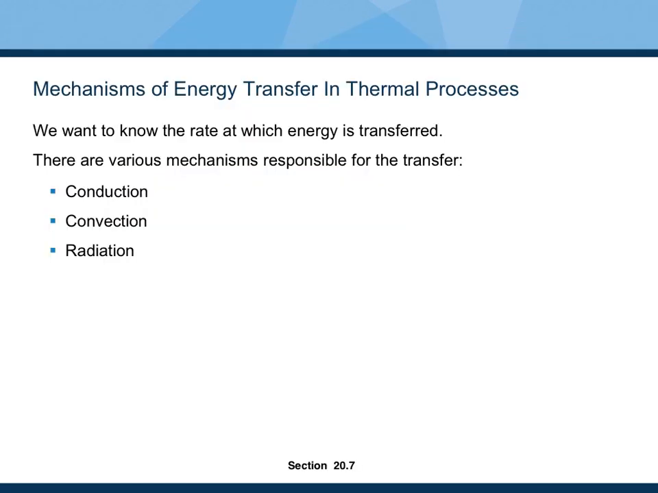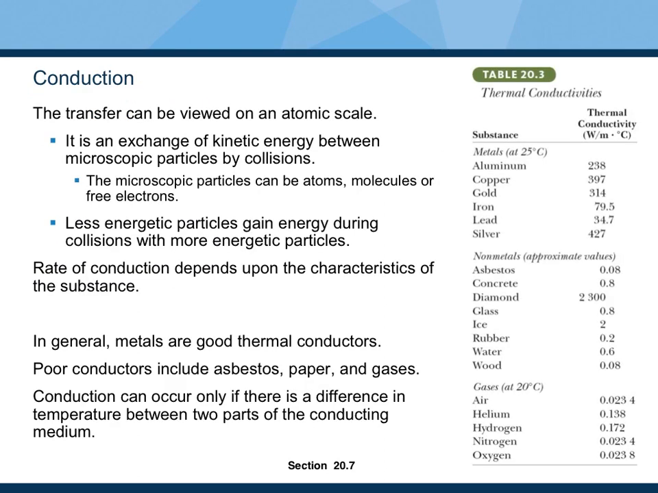There are 3 main mechanisms of energy transfer in thermal processes. They are conduction, convection, and radiation. Conduction, on the atomic scale, is an exchange of kinetic energy between microscopic particles by collision. Therefore, it needs physical contact between the 2 objects for conduction to take place. In general, metals are good thermal conductors, and paper and gases are poor conductors.